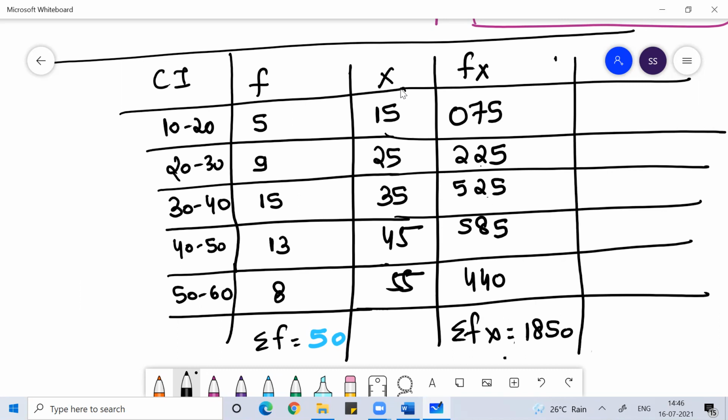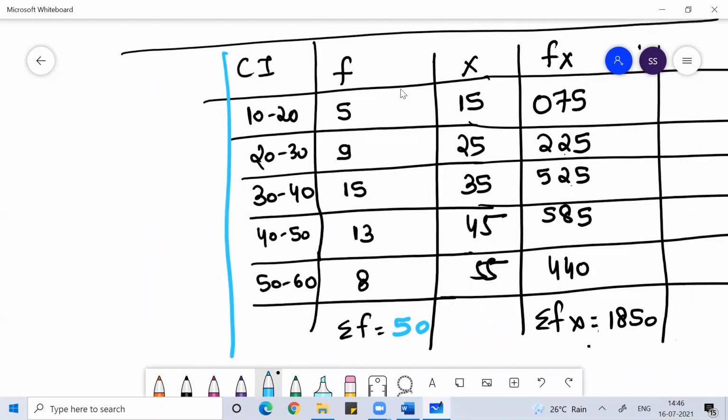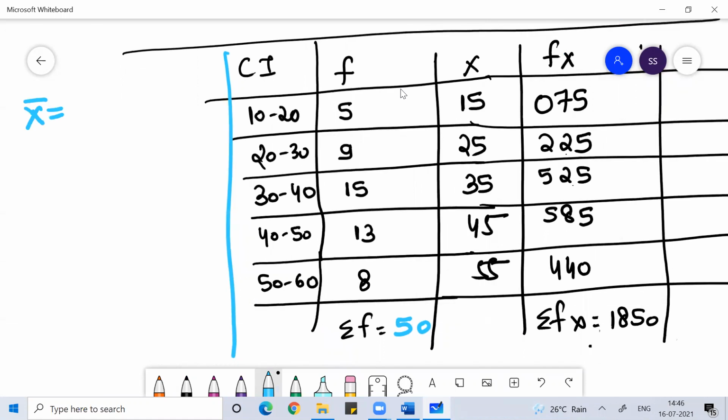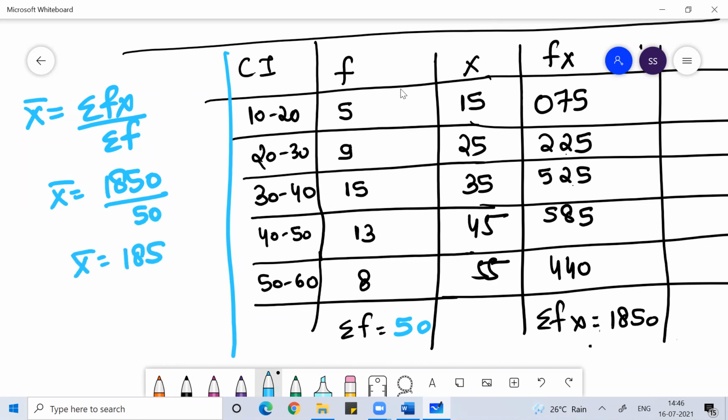Once you get the sum of fx as 1850 and the sum of f as 50, guys, you can find the mean. Mean formula is sum of fx by sum of f. So the mean is 37.